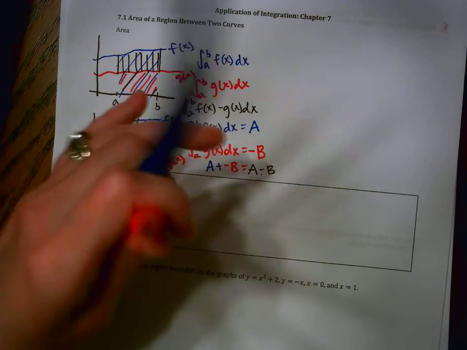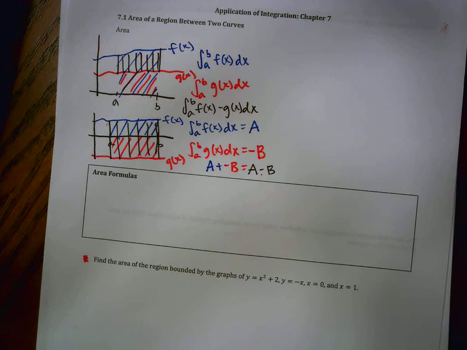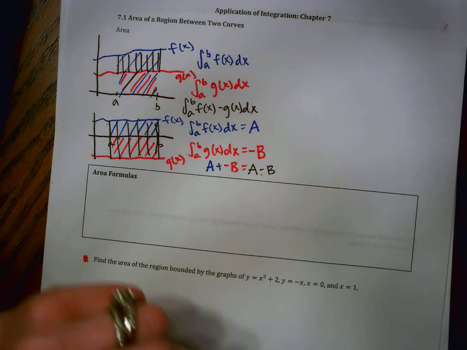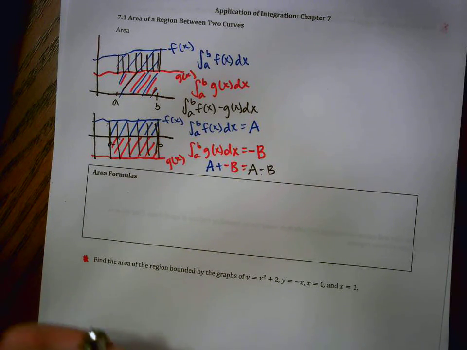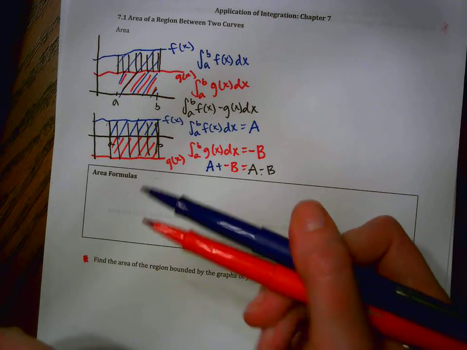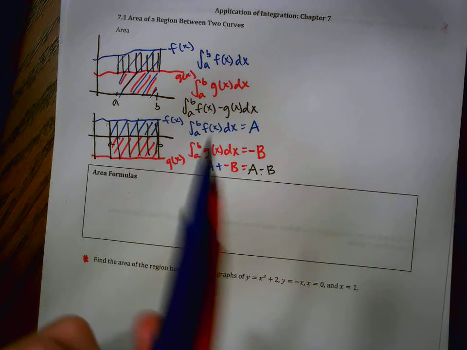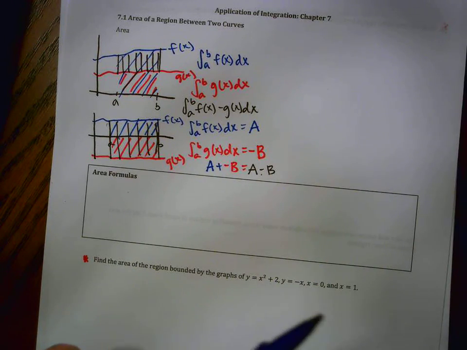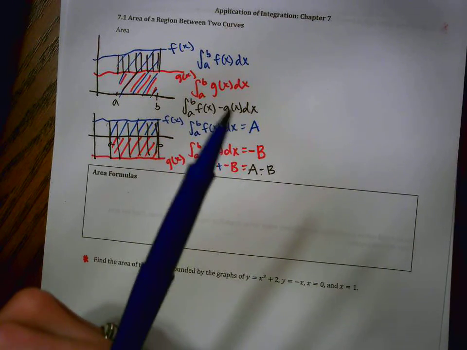So the goal of setting all this up is just for you to see that the formula to find the area between two curves is always going to stay the same. You're going to take the integral of the top curve and subtract the integral of this bottom curve. So let's go ahead and write that down, and then we'll talk about what if it switches.